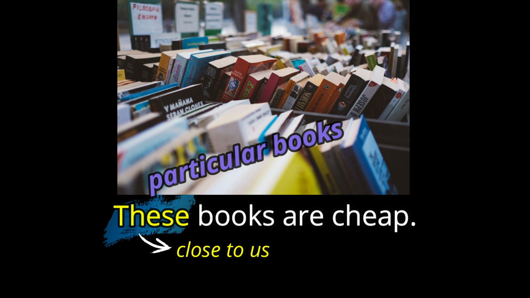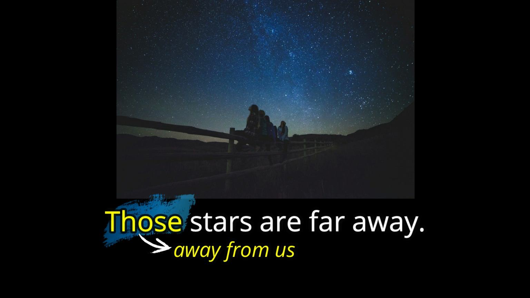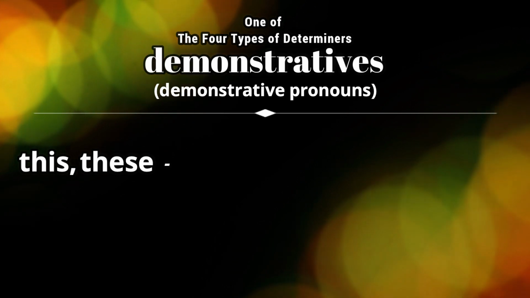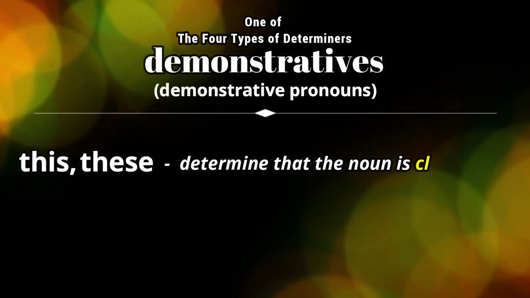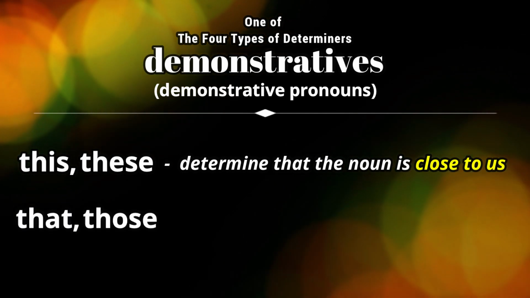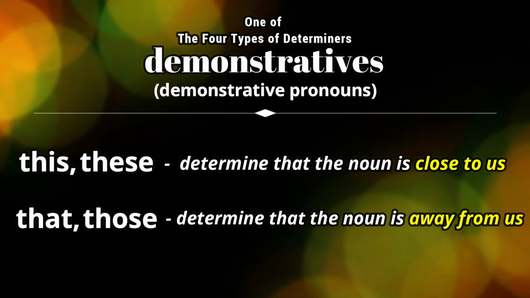And you can see in the next example, those stars are far away. When we use those, we're talking about something far away. We're looking at something away from us. So these are the relationships that the demonstrative pronouns give the nouns. So just to give you a little summary, this and these are usually determining that the noun is close to us, and that and those determine that the noun is away from us or far away from us.